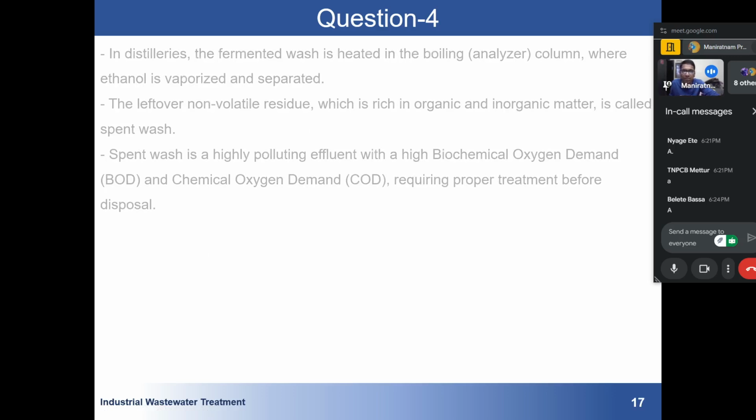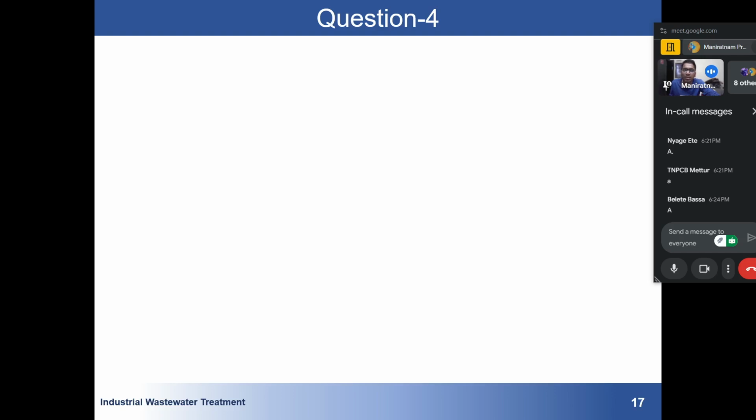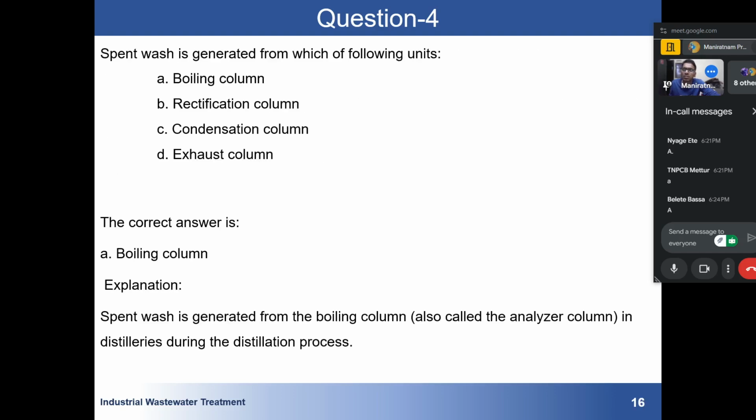I have experience of this. In my village, I remember people used to make alcohol from molasses, desi daru, as we call it. They have this distillation setup, and a huge amount of water is produced as a waste.